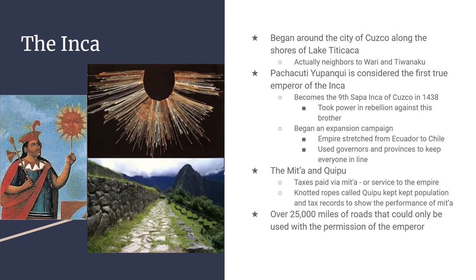The roads belonged technically to the emperor, and there were over 25,000 miles of these roads. Many miles of roads are still used today. They were put together so well. Now, the Inca roads, you can only use them if you have permission of the emperor. If you were caught using the road without the permission of the emperor, it was a death sentence. And there was also the messaging system for the Inca as well. There were guard stations every so many miles so that a messenger could run full speed from one guard station to another to make sure that word spread throughout the empire as quickly as possible.